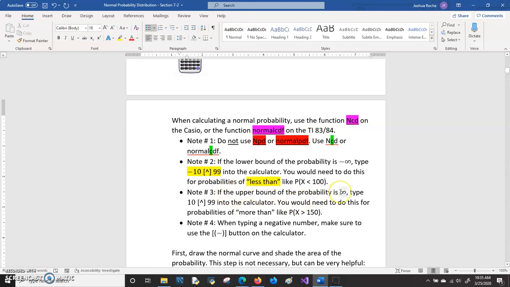If you ever have to type positive infinity, then it's kind of similar. You still have to type 10 to the 99 power. That comes up when it's asking for a probability of more than. One last note is that when you're using a calculator, if you want to type a negative number, make sure to use the negative sign button on the calculator. Not the minus sign, but the negative sign.